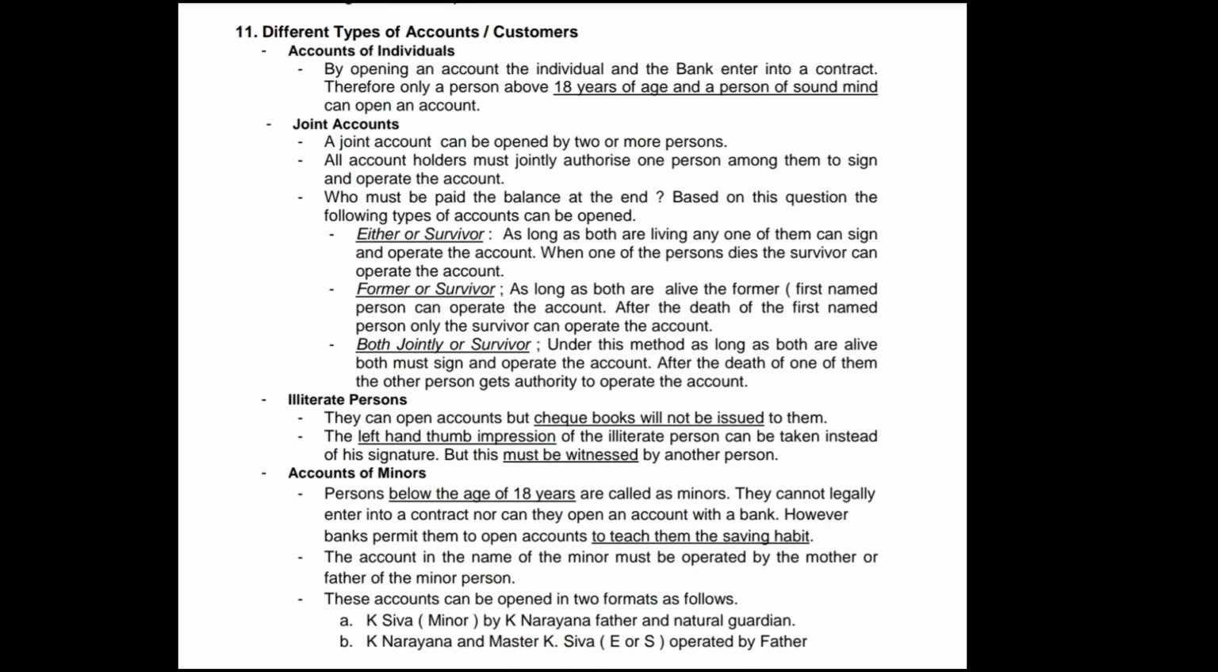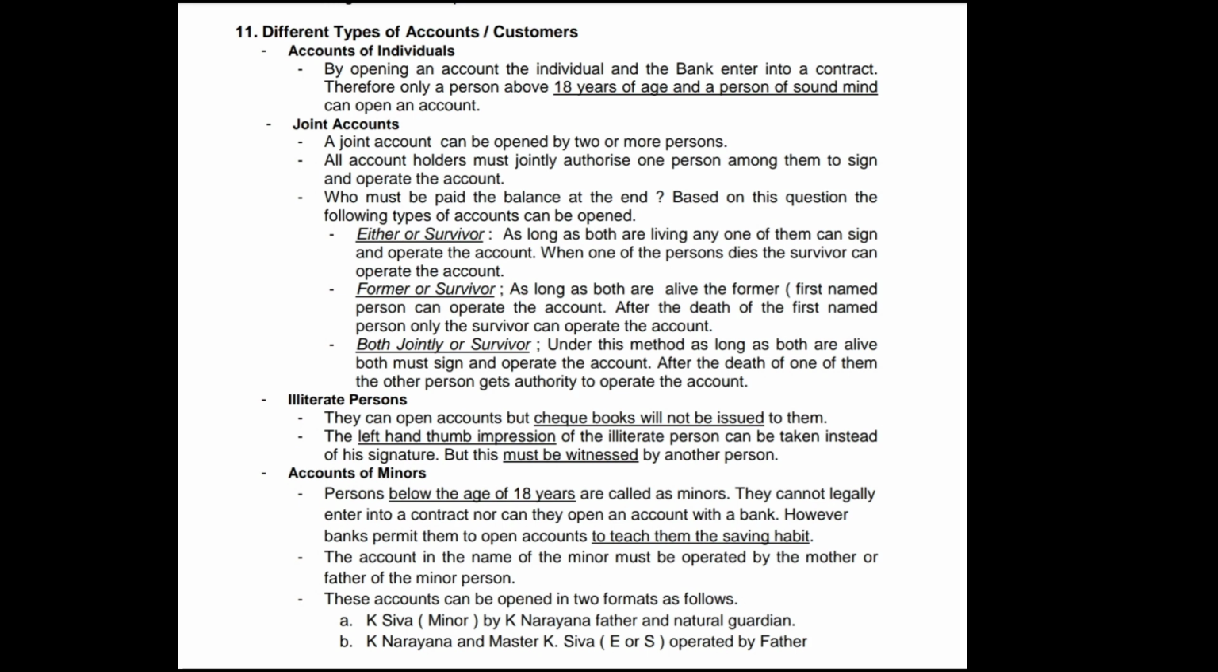11. Different types of accounts/customers. Accounts of individuals. By opening an account, the individual and the bank enter into a contract. Therefore, only a person above 18 years of age and a person of sound mind can open an account. Joint accounts. A joint account can be opened by two or more persons. All account holders must jointly authorize one person among them to sign and operate the account. Who must be paid the balance at the end? Based on this question, the following types of accounts can be opened.